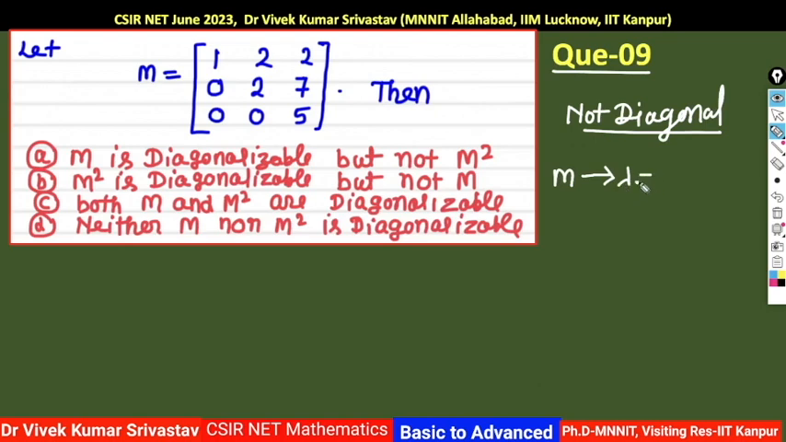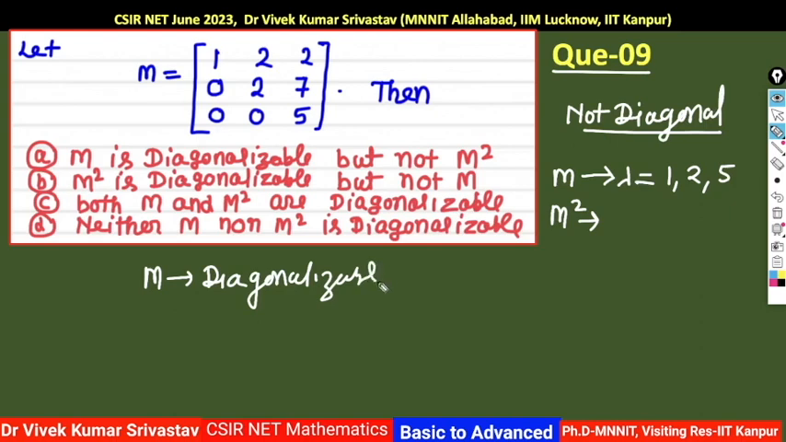So it is clear that the eigenvalues are the diagonal elements. In an upper triangular matrix the eigenvalues are the diagonal elements. So its diagonal elements are 1, 2, 5, and those are the eigenvalues. Now they are talking about M square. We can also calculate the diagonal values of M square. One more thing, all these eigenvalues are distinct. If all the eigenvalues are distinct, it is diagonalizable. So it is very clear M is diagonalizable. There is no issue, because all the eigenvalues are distinct.